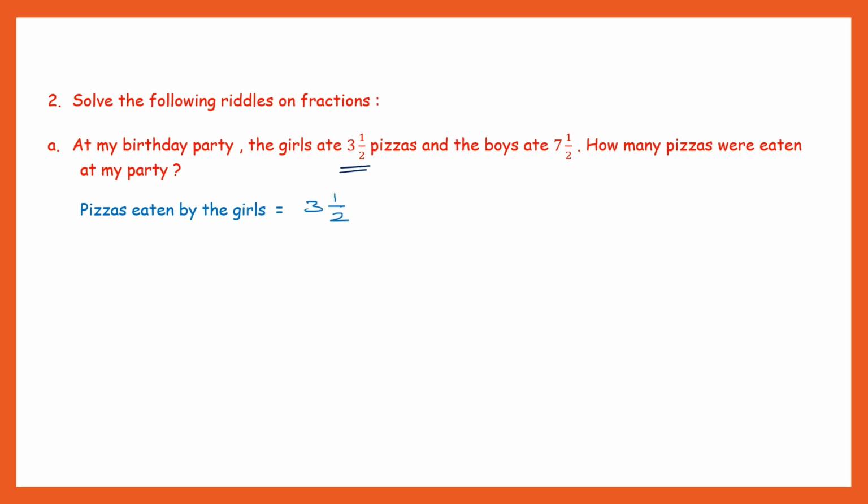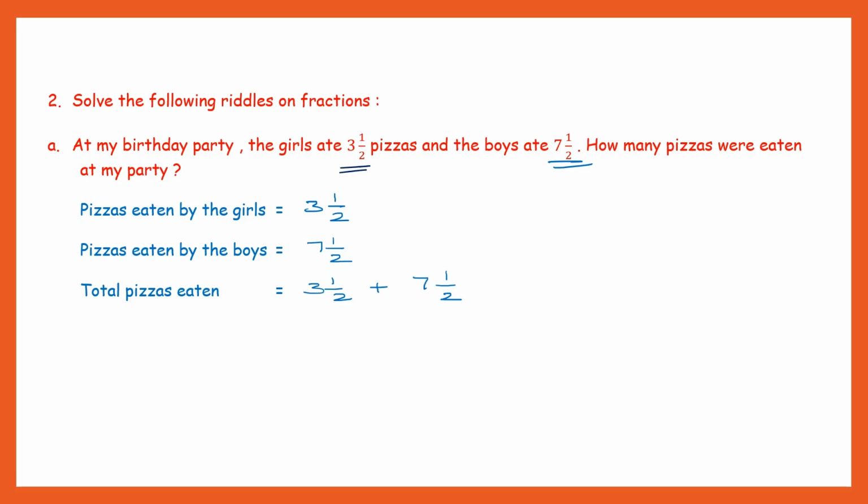The girls ate so much. How much did the boys eat? The boys ate 7 1 by 2. Now to find out the total pizzas eaten, we have to add these up. So 3 1 by 2 plus 7 1 by 2. First step is we convert them to improper fractions. How do we do that? 2 into 3 is 6 plus 1. We add it up. Plus 1 is 7.